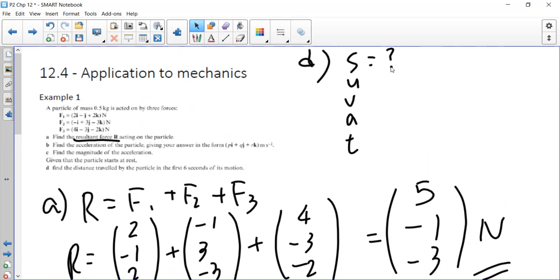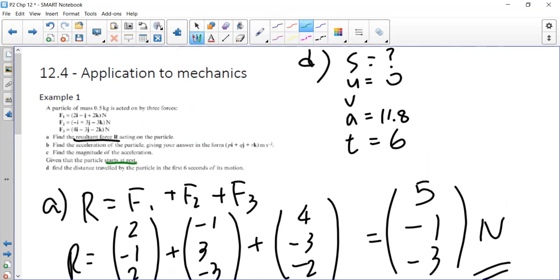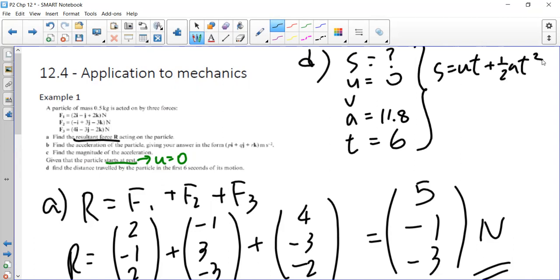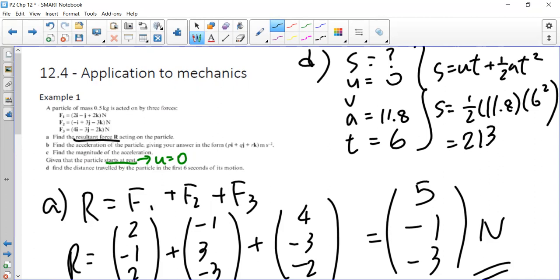What else do we know? Time is 6. Acceleration is 11.8 from part C. Starts at rest, good job, that's the hidden information. We've got more than what we need, to be honest, so we choose the equation that we can use. Maybe s equals ut plus half at squared. So s equals 0t plus half times 11.8 times 6 squared. I got 213 metres.